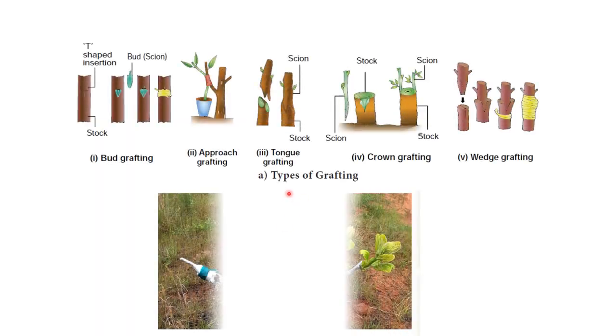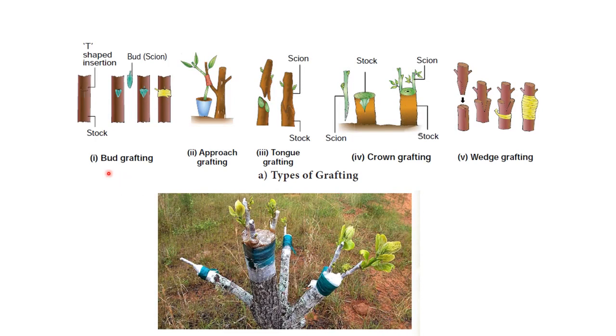Now we are seeing types of grafting. Bud grafting: the part of the plant which is in contact with the soil is the stalk, and a T-shaped insertion is made. A bud of the scion is taken and inserted here. Approach grafting: two different plants are brought together and joined. The picture that we saw earlier was an example of approach grafting.